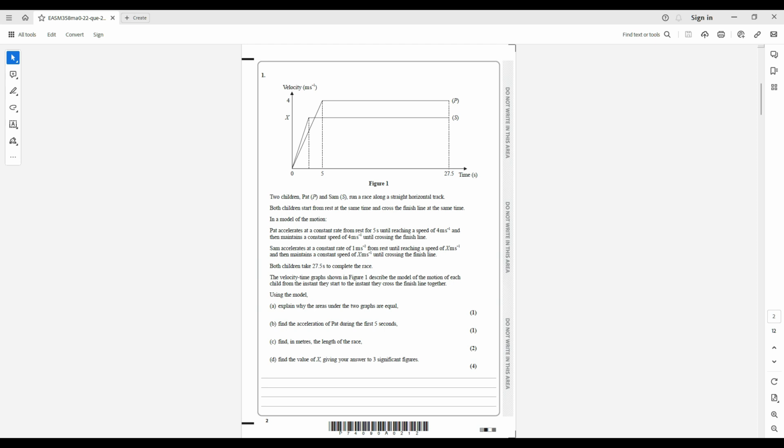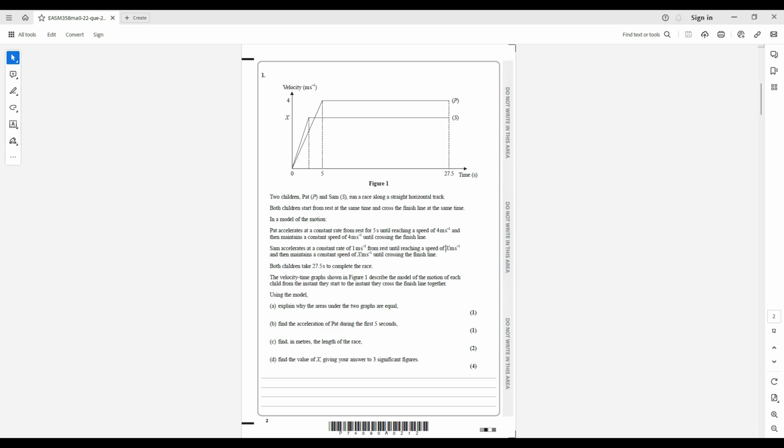The velocity time graph shown in figure 1 describes the model of the motion of each child from the instant they start to the instant they cross the finish line together. Explain why the areas in the two graphs are equal. Find the acceleration of Pat during the first 5 seconds. Find in meters the length of the race. Find the value of x, giving your answer to 3 significant figures.